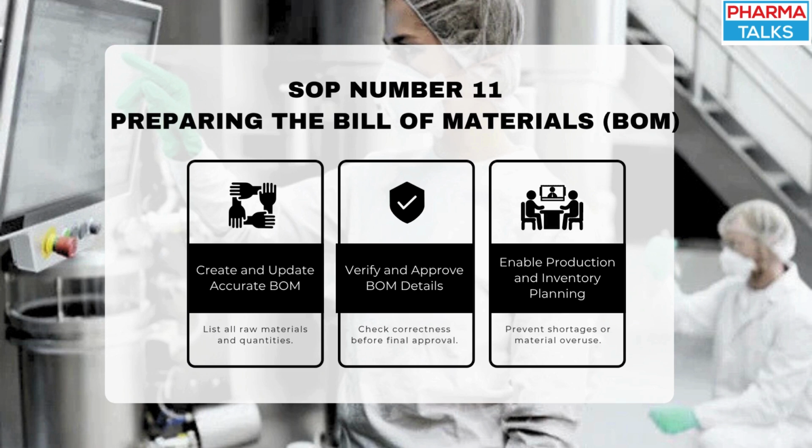The SOP defines a process for creating and updating the BOM, ensuring that all required components are listed correctly and in the right quantities. It includes guidelines for verifying the information and obtaining approval from relevant departments. An accurate BOM is essential for ensuring the smooth production process, preventing shortages or excesses of materials, and managing production cost effectively.